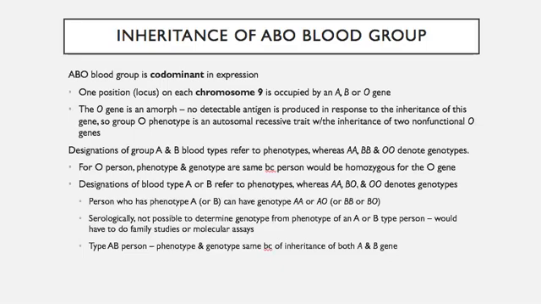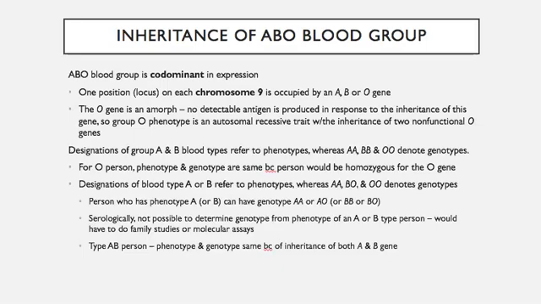Okay, inheritance of the ABO blood group. Like most blood group systems, ABO is codominant in expression. There's one position, or locus, on each chromosome 9 that's occupied by either an A, a B, or an O gene. The O gene is referred to as an amorph, meaning that there is no detectable antigen produced in response to the inheritance of this gene. So the group O phenotype is an autosomal recessive trait with the inheritance of 2 non-functional O genes.